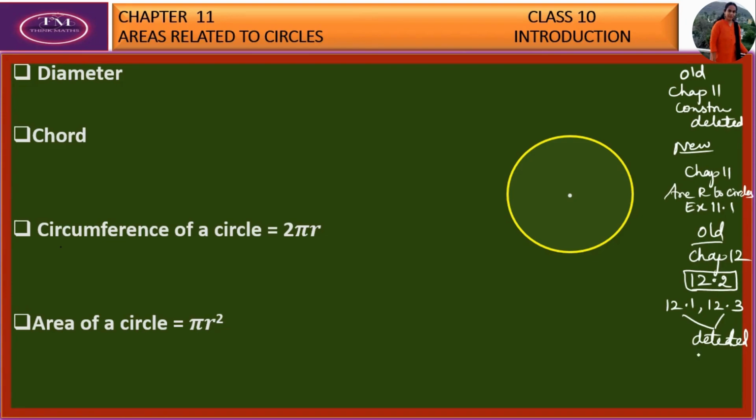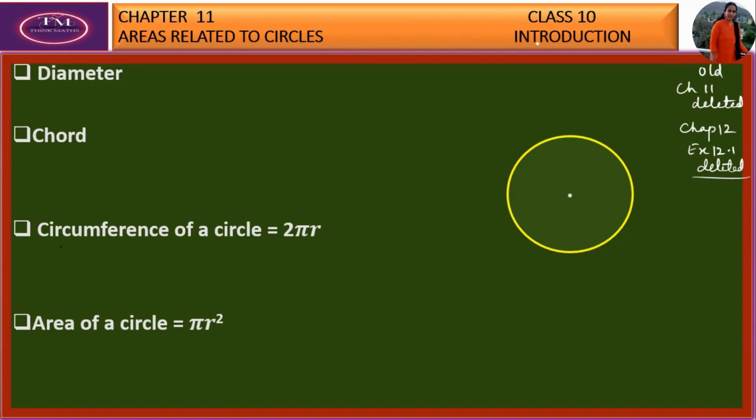Okay children, so note these points. Now let us get into the session. In this section we are going to see the introductory part. What do you mean by a circle? A circle is nothing but a round shape.